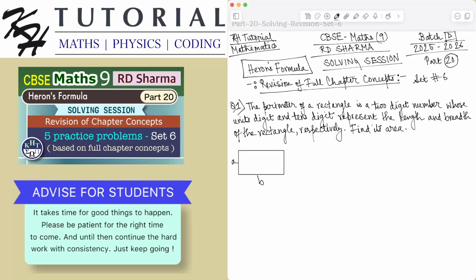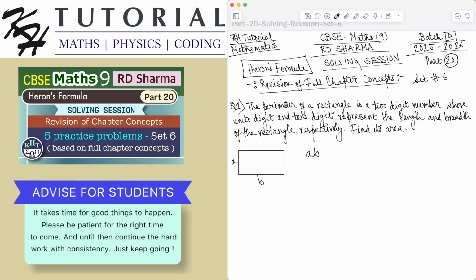Now it is saying that the perimeter of a rectangle is a 2-digit number whose units digit and tens digit represent the length and breadth of the rectangle. So obviously A and B are digits, and they will be non-zero digits because the length and breadth of a rectangle cannot be equal to 0. They are always positive. So the value of A and B can be from 1 to 9. Now the 2-digit number is AB, since units digit, which is B, represents the length, and tens digit, which is A, represents the breadth.